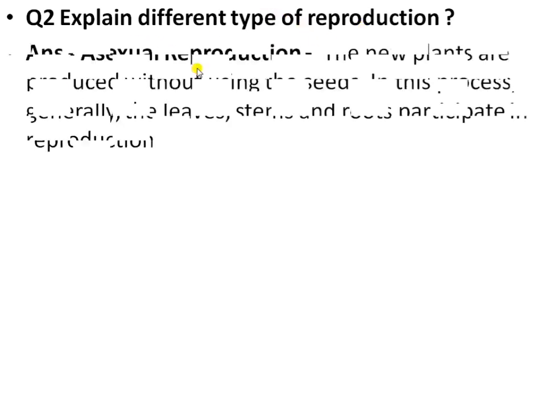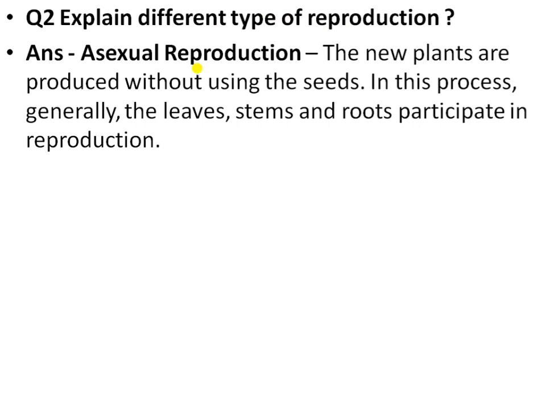Next is question number 2. Explain the different types of reproduction. There are two types of reproduction, asexual reproduction and sexual reproduction. In asexual reproduction, new plants are produced without using seed. Generally the leaves, stems and roots participate in the reproduction. In asexual reproduction, new plants are formed only from the vegetative parts. The vegetative parts are leaves, stems, roots.